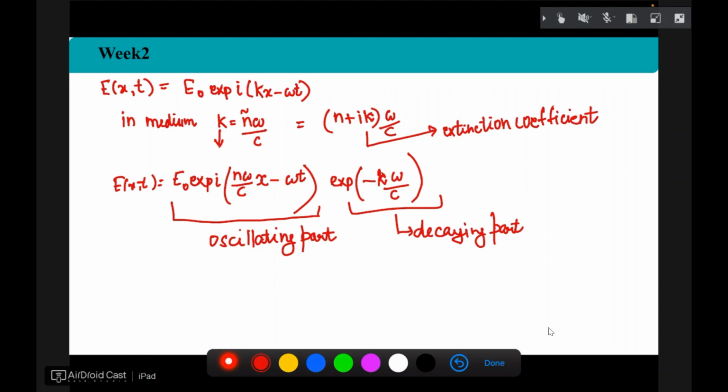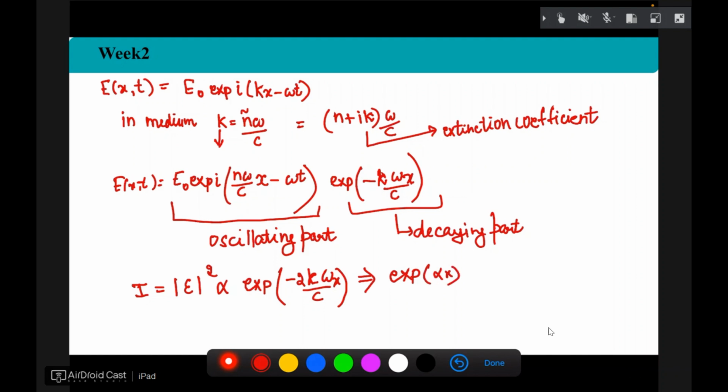If we want to find the intensity of the light of the EM wave, it will be just the modulus of the electric field squared. Then this is proportional to exponential minus 2 kappa omega by c x. Then we can represent it as exponential minus alpha x, where alpha is our absorption coefficient.